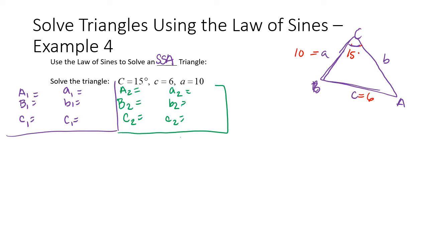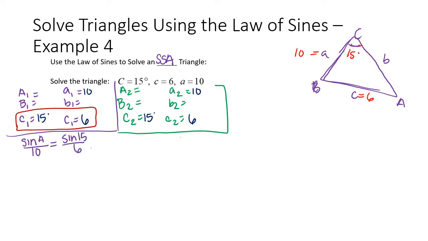Okay, so let's go through with what we know. So no matter what, in all of these triangles, angle C is 15 degrees, and side A is 10, and side C is 6. Okay, so we know right off the bat, this is the ratio I'm going to go with to solve for the remaining angles and sides. All right, so let's first solve for angle A. So I know that the sine of A over side A equals the sine of C over side C.